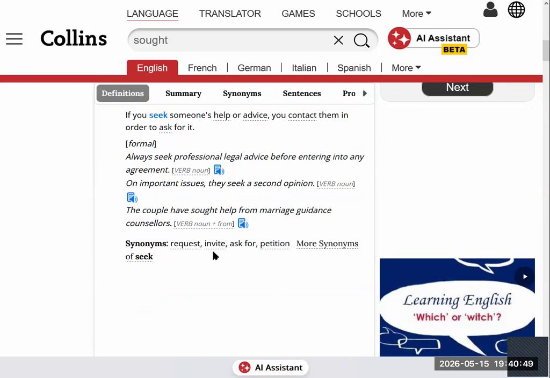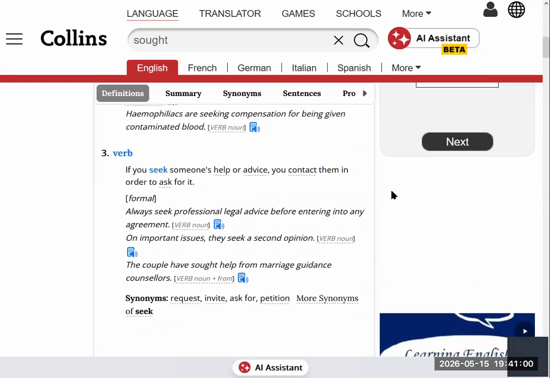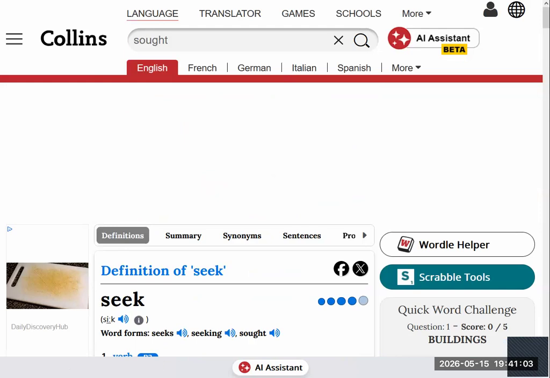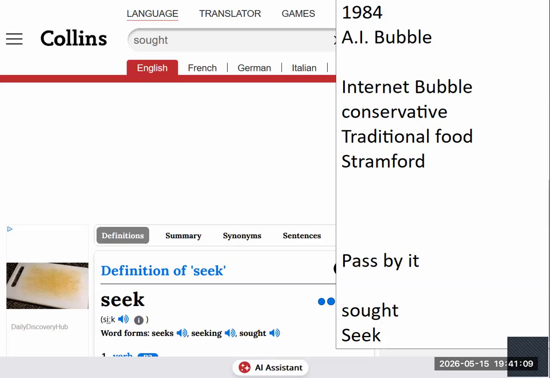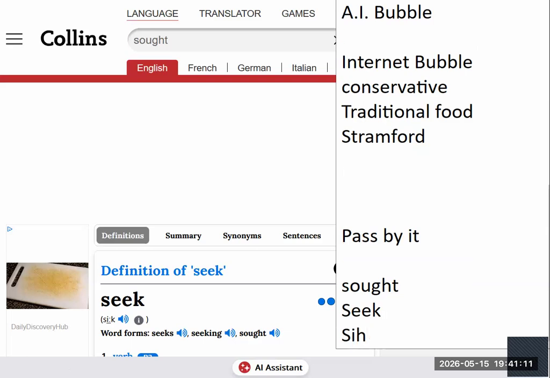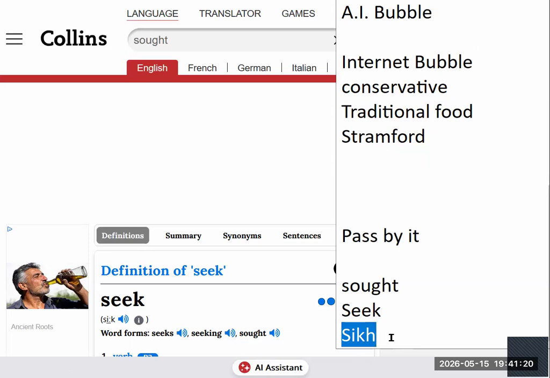And here it's more request, invite, ask for, petition. So petition sort of means pretty much the same as ask for, basically. These are all synonyms, of course, of the word seek as a verb. So that's the word, but there's another word, Sikh. So this is Sikh down here as well, but this is a religion. So it's pronounced the same. These two words are pronounced the same, but totally different meanings.